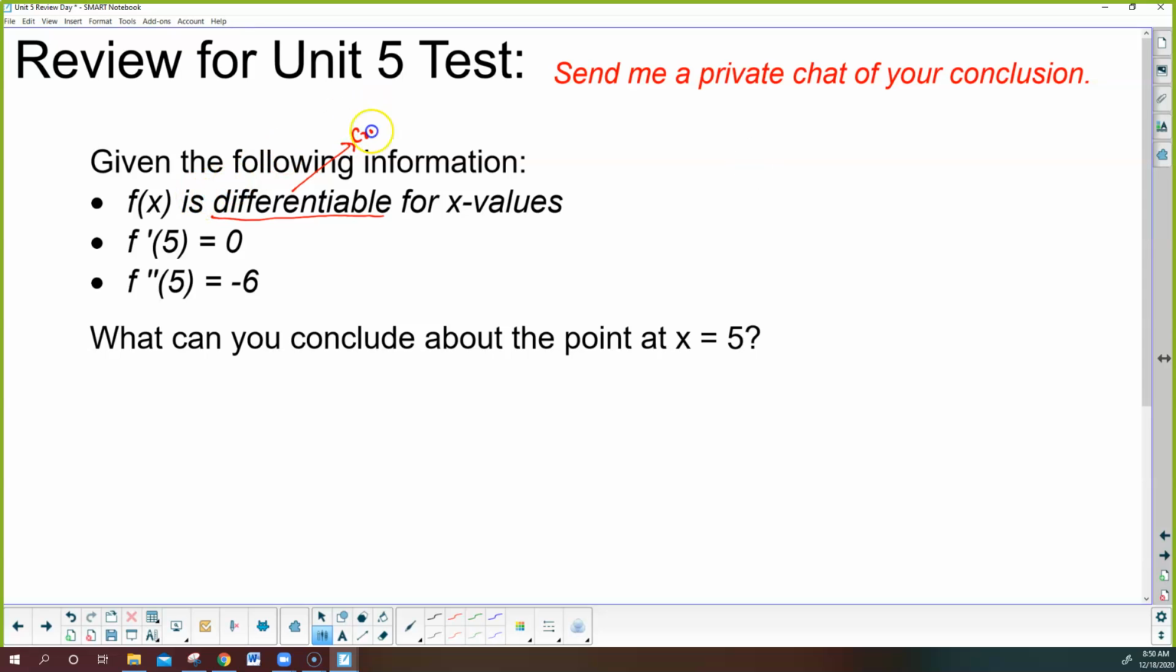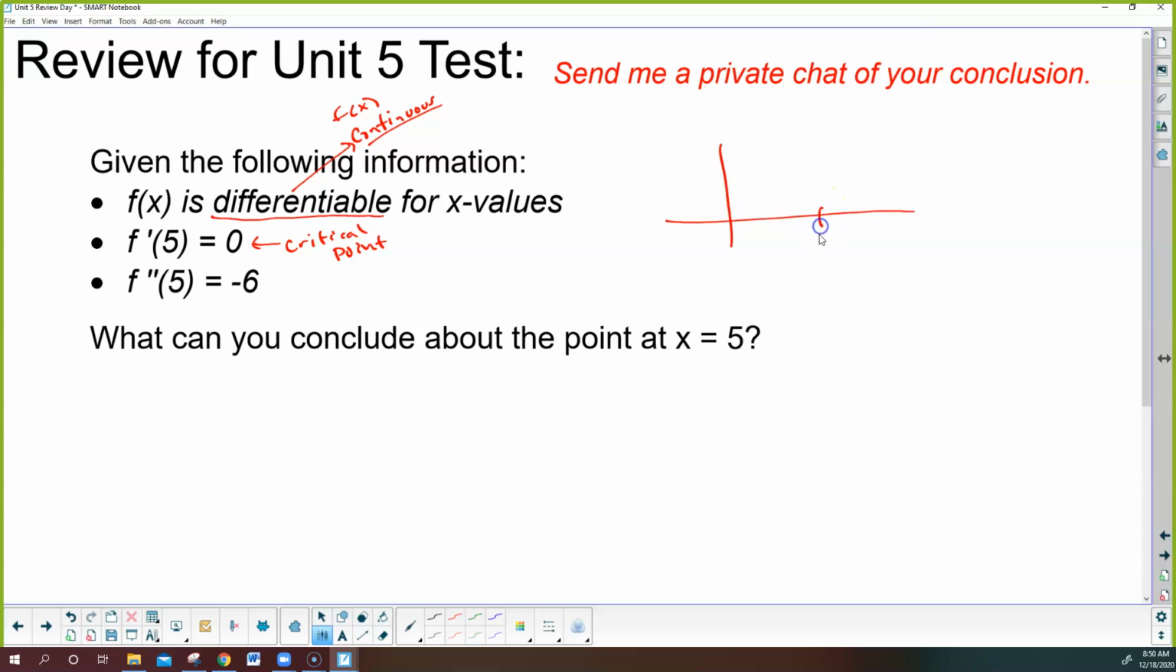But if it says it's differentiable, it also implies that f is continuous. So we know our function is continuous and differentiable for all x values. That's just kind of a given condition for us to make a connection to the next 2 pieces. Then, people were right in saying that at x equals 5, we have a critical point. Why? Because the derivative at 5 is equal to 0.